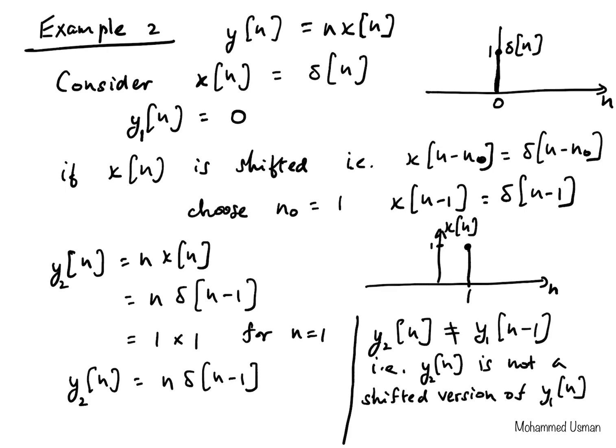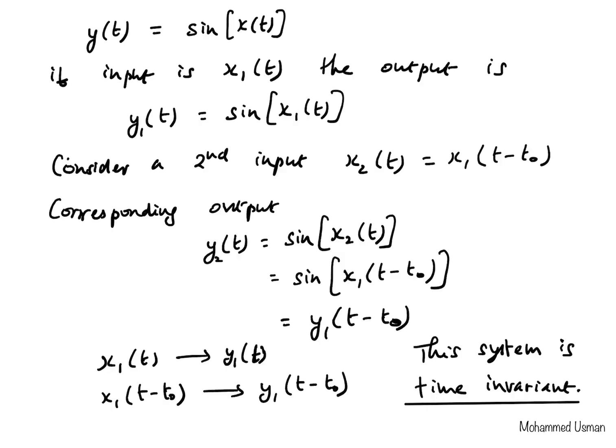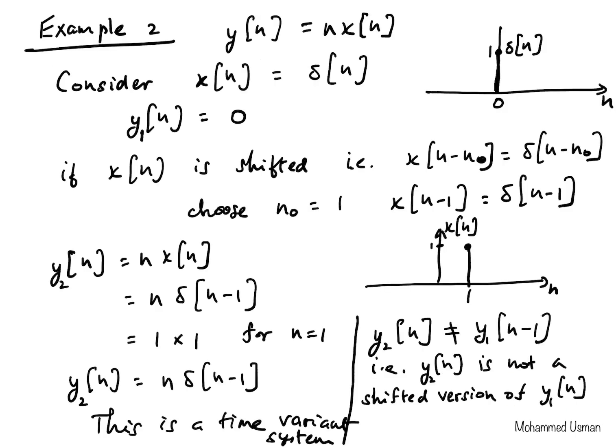That means it's changing with time. So the input-output relationship is changing with time. So we say that this is a time variant system. Okay, so the previous example that we saw is a time invariant system. That means its characteristics are not changing with time. Here the system's characteristics are changing with time, so we say it's a time variant system.